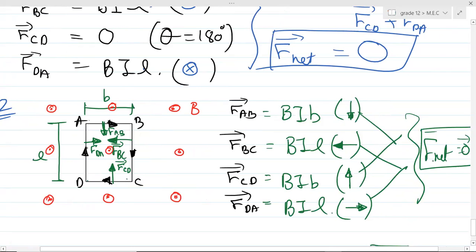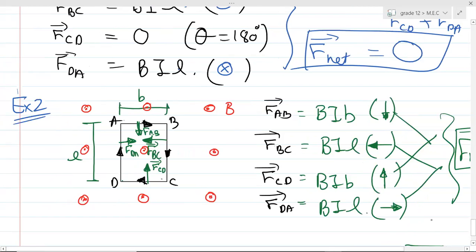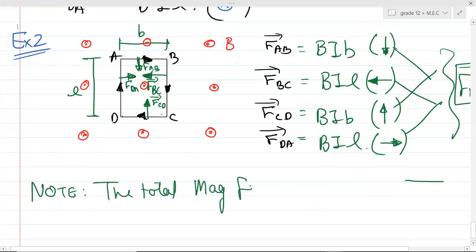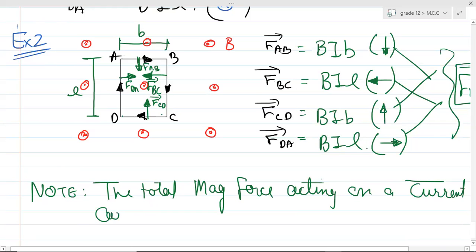Are you getting my point, guys? So can you see in both the cases which we have taken, the net force acting is always 0. The total magnetic force acting on a current carrying closed loop is 0.